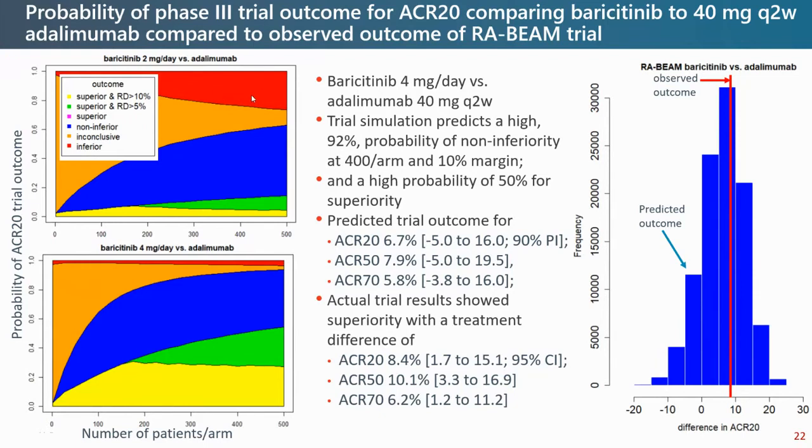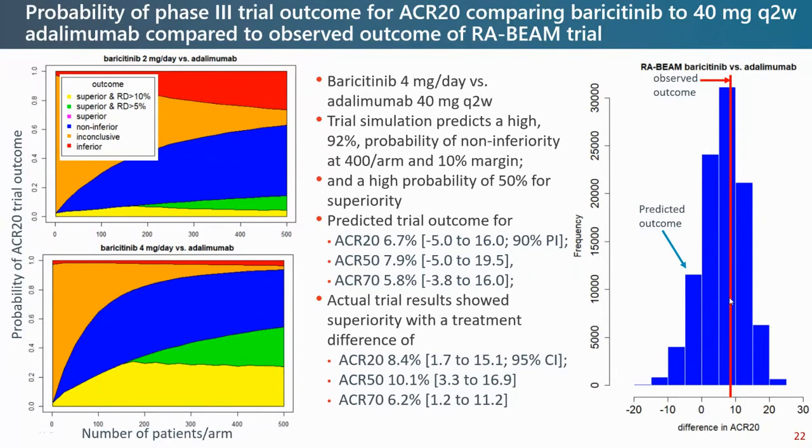Obviously, these studies have been run by now. There's an example of a while ago. So I can actually compare our simulated outcome that we had here, which is shown in the histogram on the right-hand side. Here we're showing the distribution of the expected difference in ACR 20 in the phase 3 study, comparing baricitinib 4 milligrams versus Humira. And now I've put the actual trial results in there.